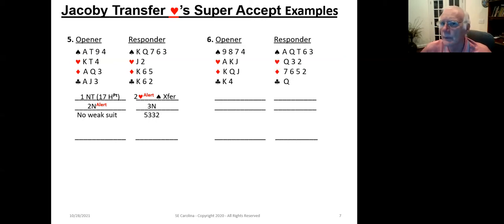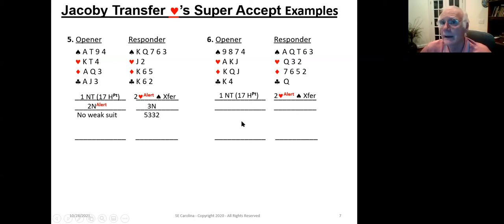Let's look at example number 6. In this one, the opener's got 17 points again. And the responder transfers to spades again. And this time it's actually even a little bit stronger. 4, 8, 10, 12, 13. Okay, and he's got a singleton club. So note that singleton club.